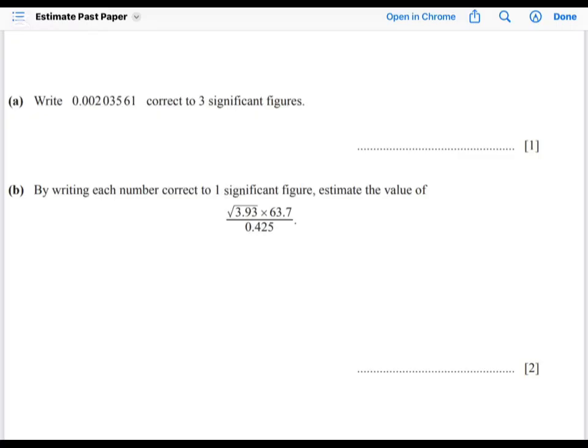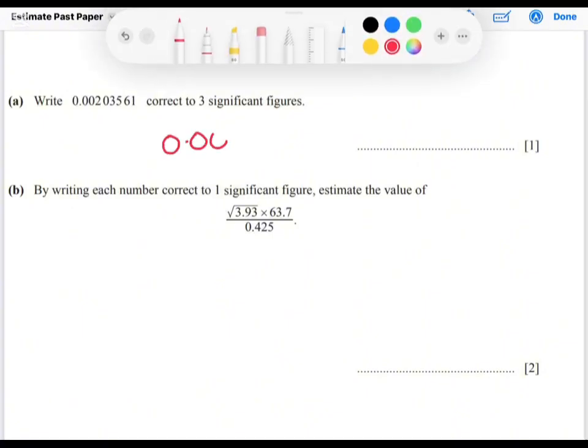Write 0.00203561 correct to 3 significant figures. Now we need to identify 3 significant figures. So the third significant figure I have in this part is this. Okay, so this is basically 3 significant figures. So we need to make this into 3 significant figures. So right now the number I have is 5.